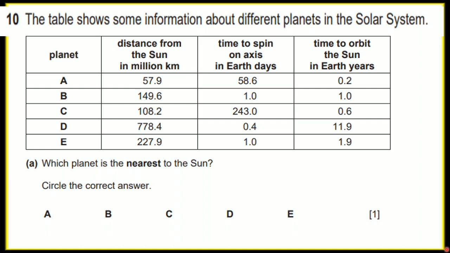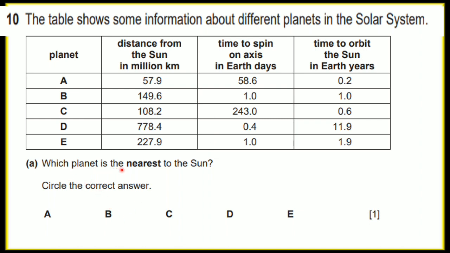Question 10. The table shows some information about different planets in the solar system. So planets A, B, C to E, distance from the sun. So you see the closest, and you can see the farthest. Time taken to spin on its own axis. The one that uses 1 day to spin. There are two of them that use 1 day to spin. Then time to orbit the sun in Earth years. So you look at it. So you can know which of them is Earth: 1 day and 1 year.